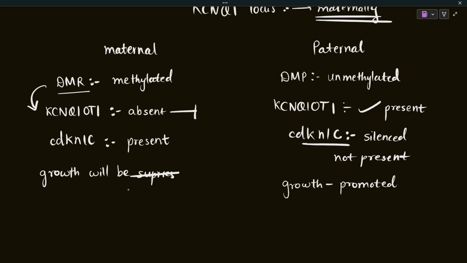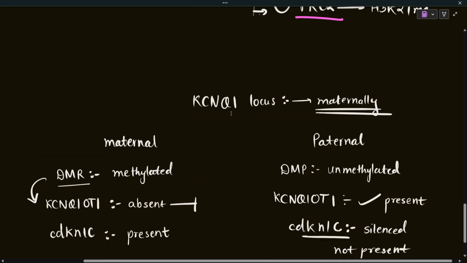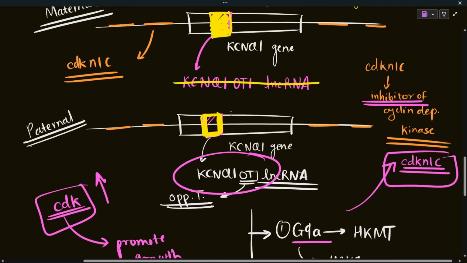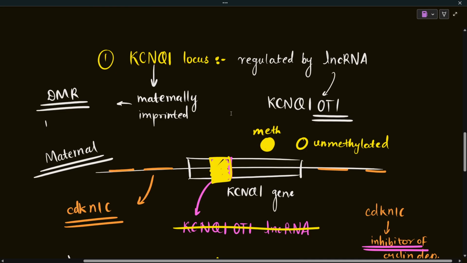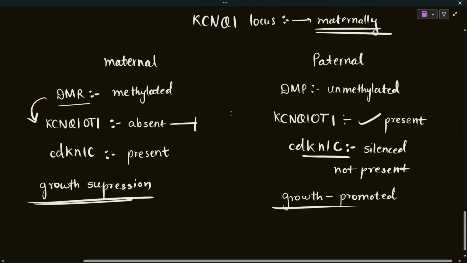So the growth will be suppressed here. I hope now you remember that when we discussed the parental conflict hypothesis, how the growth suppression is done by the maternal allele, and how growth promotion is done by the paternal allele. So we see growth suppression in the maternal allele, while there will be promotion of growth in the paternal allele. I hope this was clear to you all, how the KCNQ1 locus, this imprinted gene, regulates fetus development. This balance is very crucial.